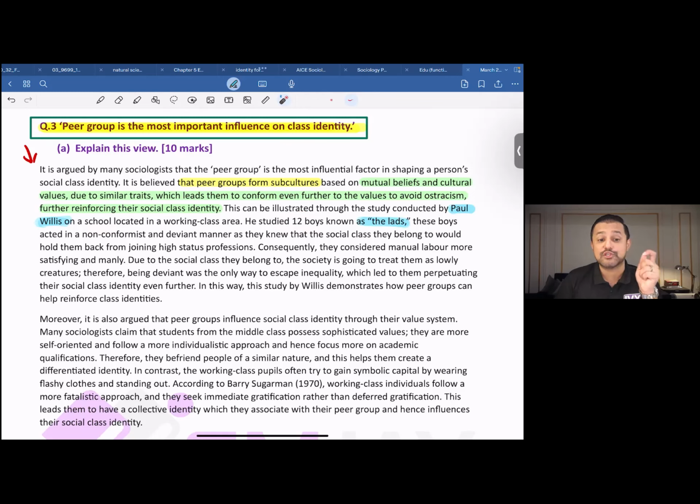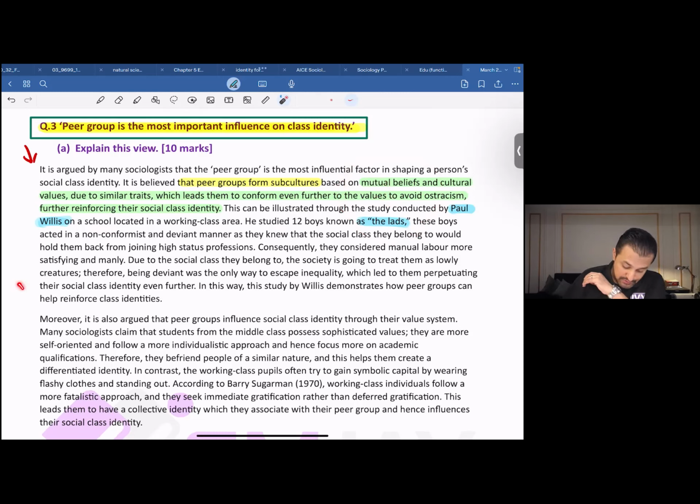Therefore, being deviant was the only way to escape inequality, according to them, which led to them perpetuating their social class identity even further. In this way, this study by Willis demonstrates how peer groups can help reinforce social class identity. So the peer group they belong to, their friends, the fellow lads, were the ones that further perpetuated this division in terms of social class identity.